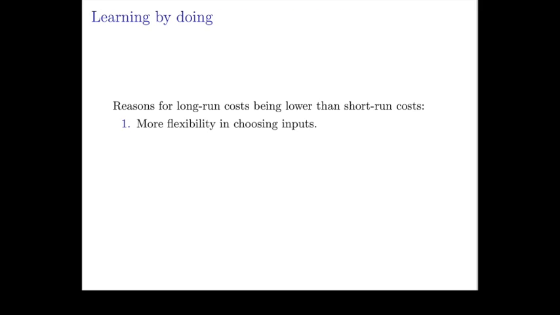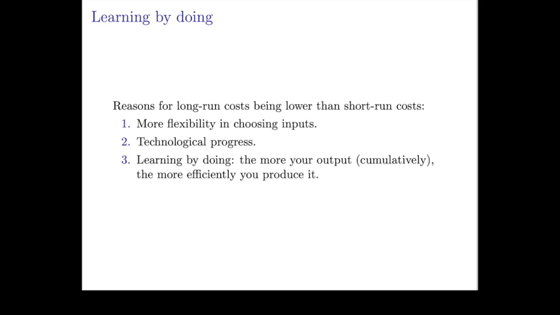So we've now seen the obvious reason why long run costs are lower than short run costs, which is that you have more flexibility in choosing the inputs. All of your inputs are variable. But there are other reasons why long run costs are lower than short run costs. The next obvious reason is technological progress. Over time, technology gets better, lowering costs. But the last reason that I want to talk to you about is the fact that there's learning by doing. People get better at producing a good the more they produce. So the more output you've produced cumulatively, the more efficiently you're going to be able to produce it.